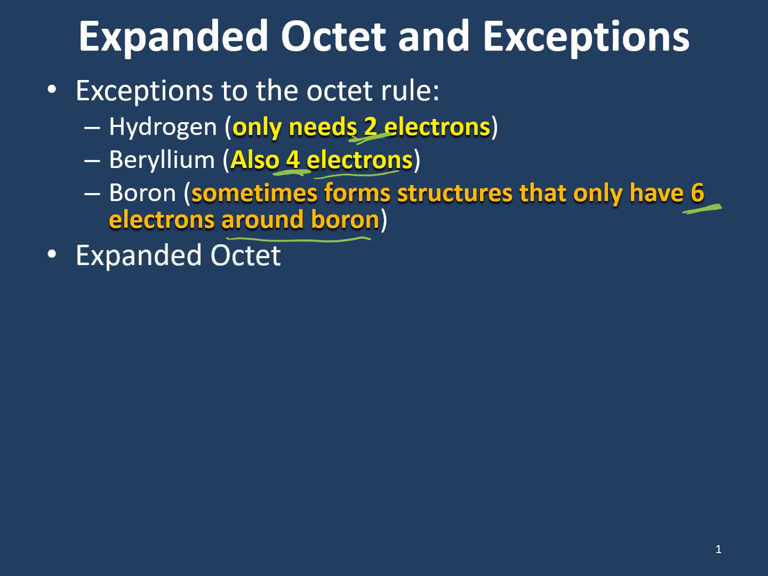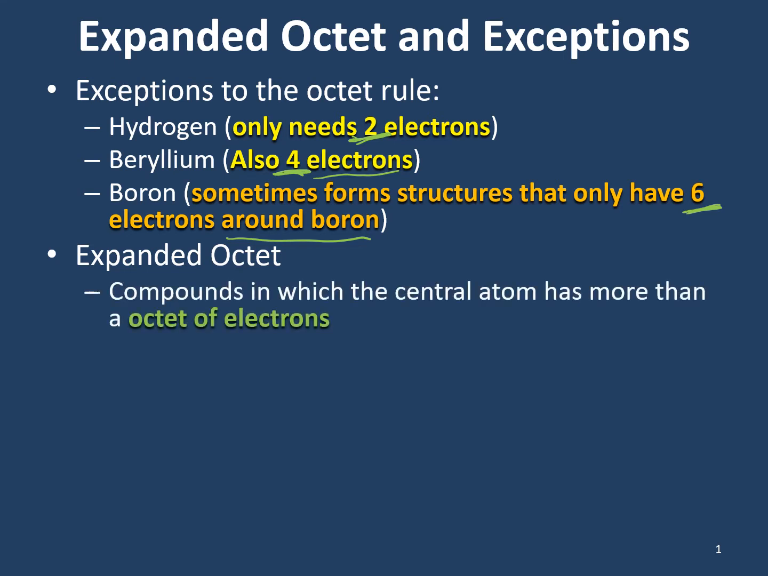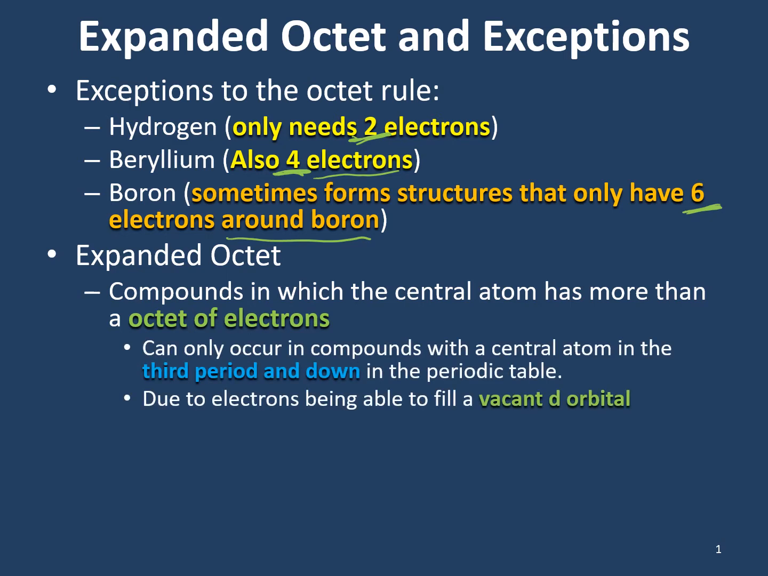Let's talk about expanded octet. Expanded octet is where we can have more than 8 electrons around the central atom. So these first 3, hydrogen, beryllium, and boron, are examples of where it's okay to have less than 8. There are many examples where it's actually okay to have more than 8 electrons around the central atom. So compounds in which the central atom has more than an octet of electrons are considered expanded octet structures.